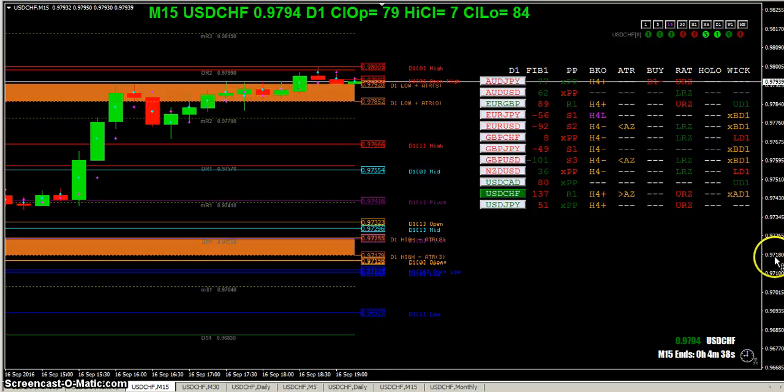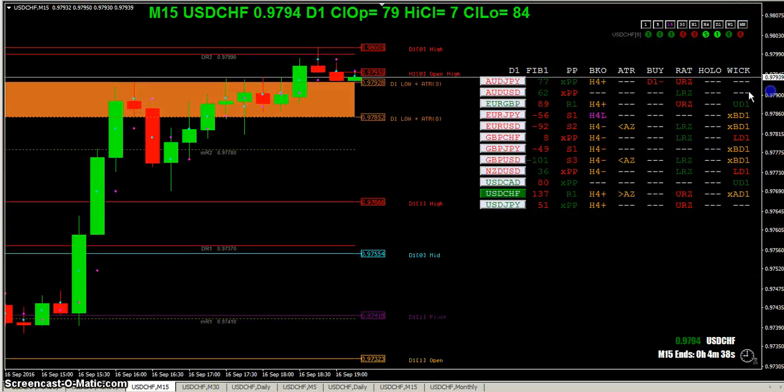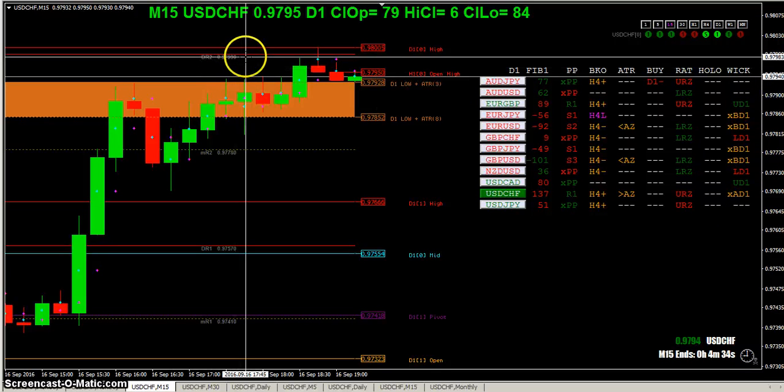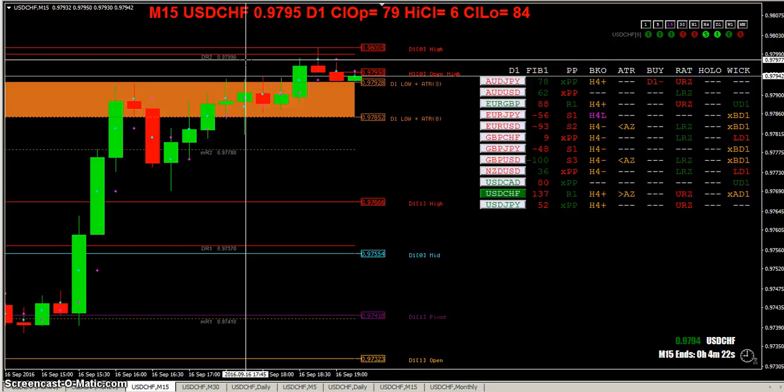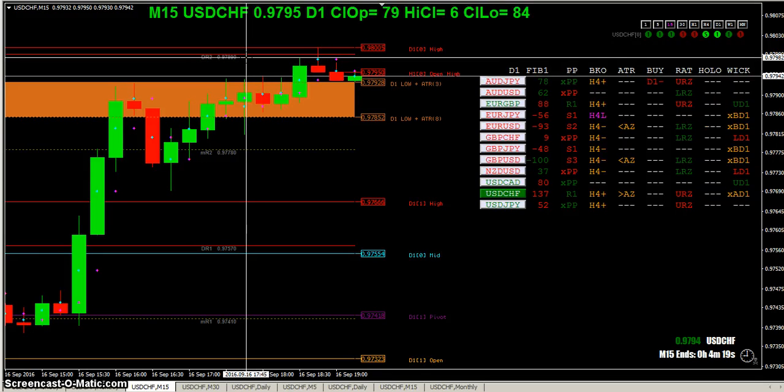It pays off. Let me expand the chart here so you can see it just a little bit clearer. So right there, there would have been a short. And you'd be up, let's see, a couple of pips, because you've got to account for the spread. But it looks like you'd be in pretty good position. You're in the rat zone. You're only 6 pips away from the high.